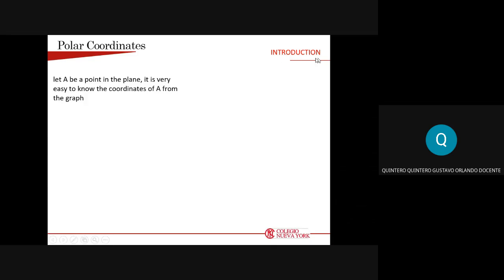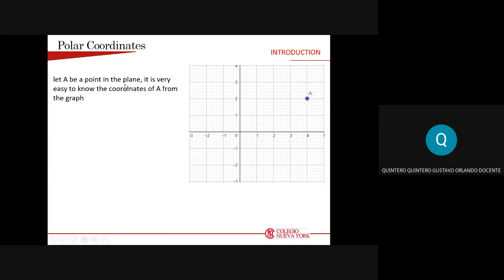All right, let's continue. Let's jump into a little bit of an introduction about polar coordinates. So let's say we have a point A on the plane, this point. Now, it is very, very easy to know the coordinates of this point A. We have been studying these coordinates from 6th grade, right? The coordinates of this point we know are going to be 4 and 2. 4 for x and 2 for y, right? We know those are the coordinates. All we have to do is just count, right?